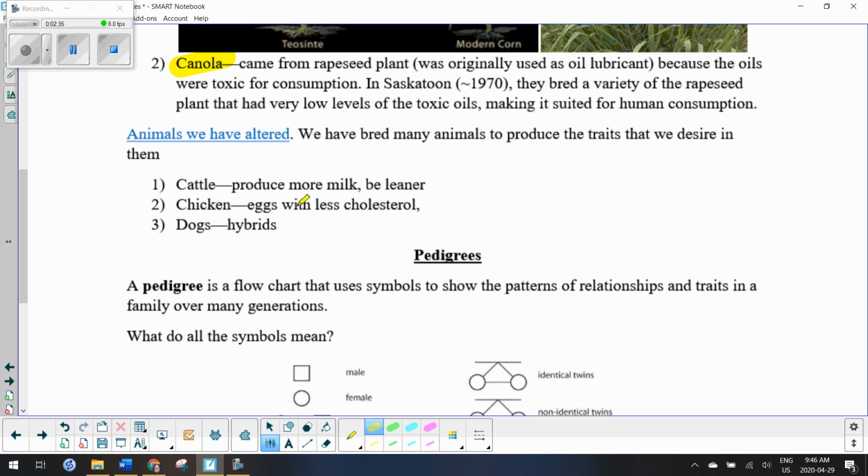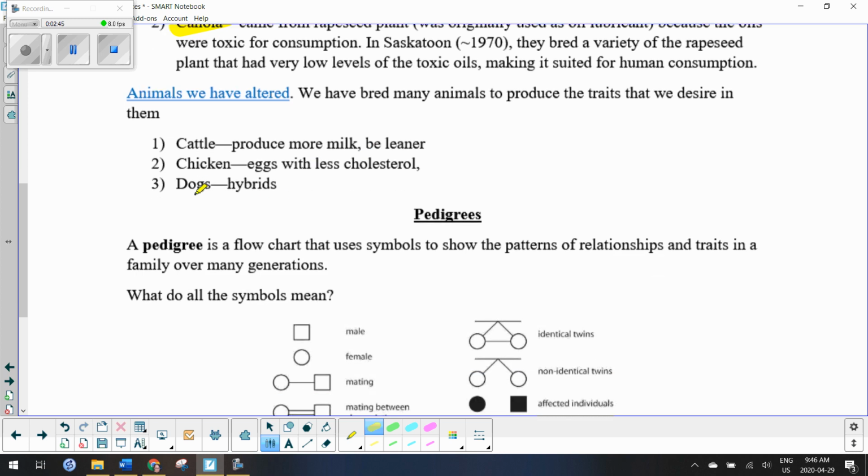Chickens, so they want to mate the chickens that lay eggs with less cholesterol. How they figure that out, I don't know. And then just simply for pleasure, dogs. We breed dogs to a species exactly what we want. So Bichon Shih Tzu is my favorite dog. I have a Pomeranian Jack Russell Chihuahua cross. So we breed dogs to what we actually want in them.